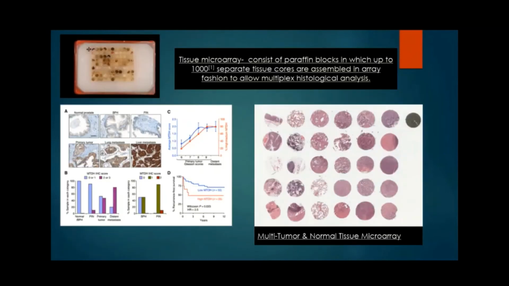So this picture shows a typical tissue microarray. It consists of paraffin blocks in which up to 1000 separate tissue cores are assembled in array fashion to allow multiplex histological analysis. This is one of the advantages, because it contains many tissue specimens to increase the number of parameters that can be analyzed, giving a high level of result. These two pictures down here show the normal and multi-tumor microarray. These are the different types of devices used to identify cancer cell lines.